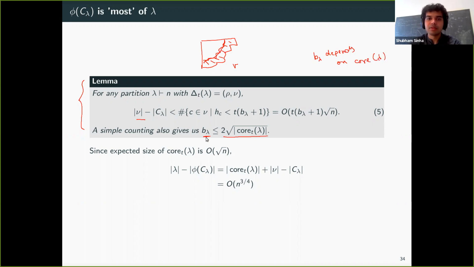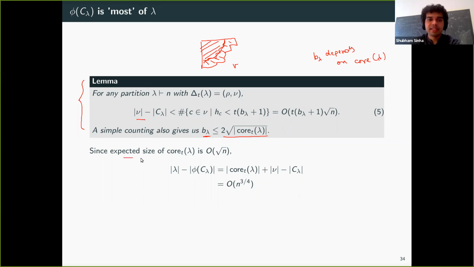So you can see that you can do a simple count to show that it's less than some square root of core. So the smoothing is basically all of it, except for this square root of core times square root of n coming into the picture. Like the difference, the boundary is of this size.